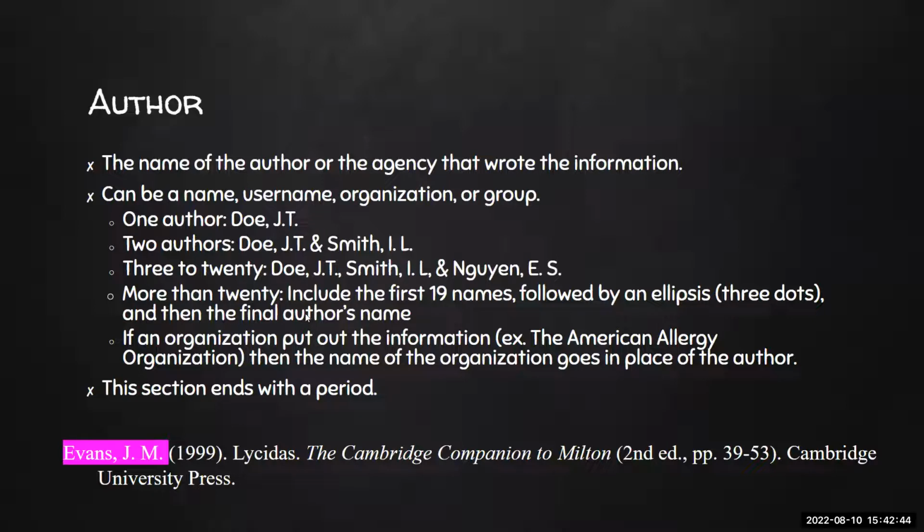If it's more than 20, then it's going to be followed by an ellipsis, which is 3 dots, and then the final author's name. If it's an organization, then you're going to put the organization's name, and this whole section is followed by a period, as we see in this example here.